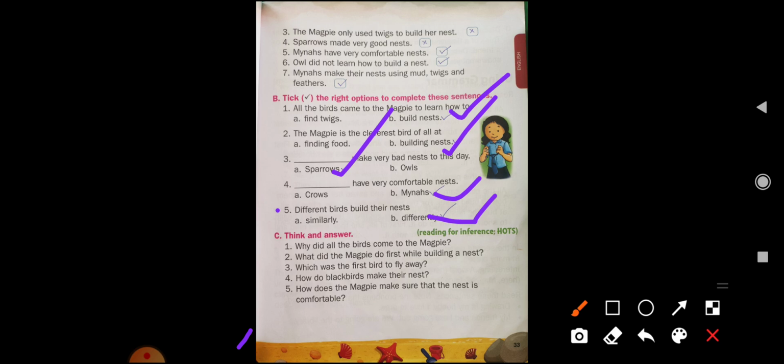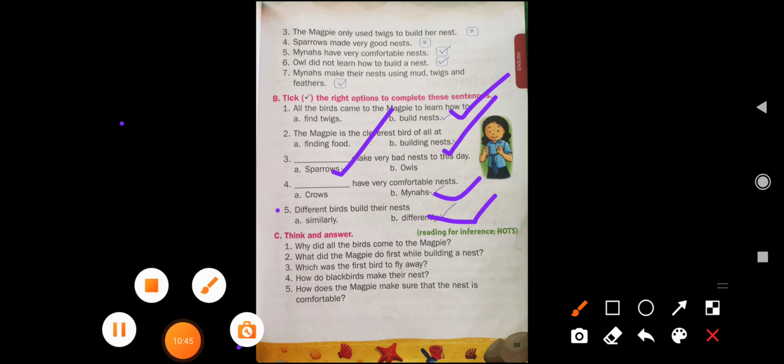Yes children, so different birds build their nest differently. Okay, so children, in the next class we will discuss think and answer questions. What you have to do, you have to read this lesson 5 times and write this lesson 3 times. This is your homework. Okay, and complete your fair children. The next part we will continue in our next class. Till then, stay home, stay safe. Thank you. Bye bye.